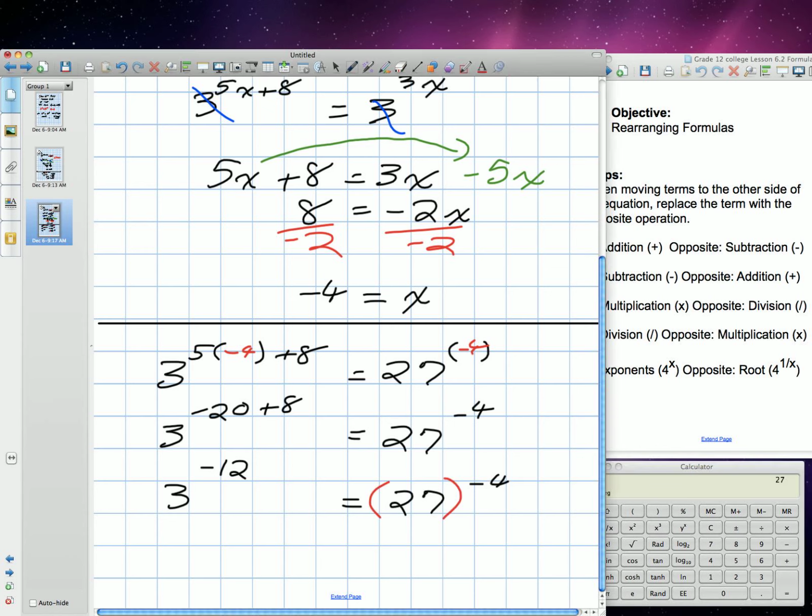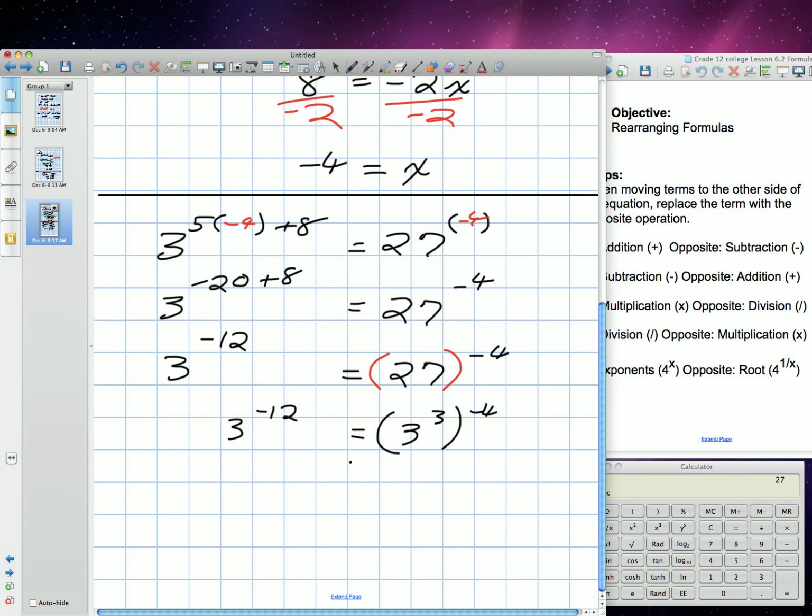I want to make sure the bases are the same. So 3 to the power of negative 12 is equal to 3 to the power of 3 times negative 4. Again, we use our exponent rule, a power of a power. 3 to the power of negative 12 is equal to, when we multiply those exponents, 3 to the power of negative 12.